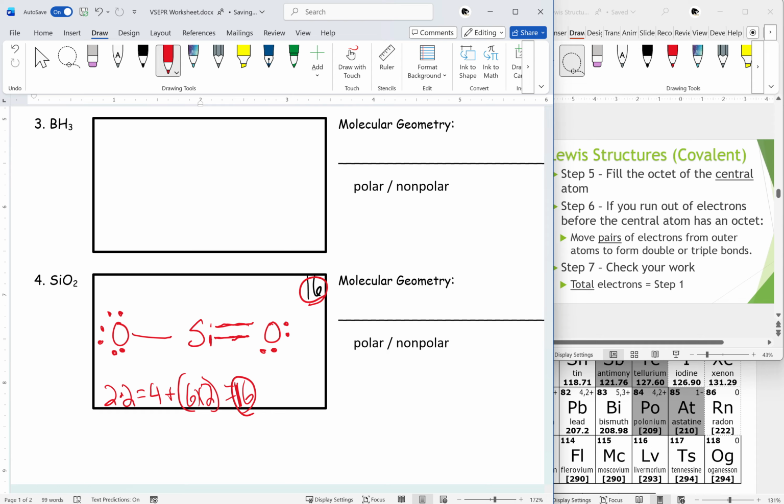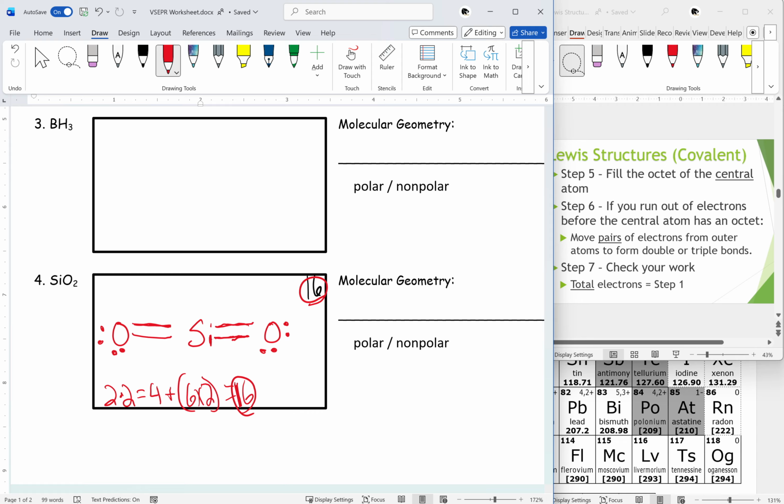Then we're going to do the same thing on the other oxygen, because we need to get to 8 over here. We're going to take away those 2 dots and create a double bond. So this will have 2 double bonds. I didn't change my number of electrons, it stayed the same, so my 16 and my 16 is there. I filled my octet of the central, so I'm done with that part.